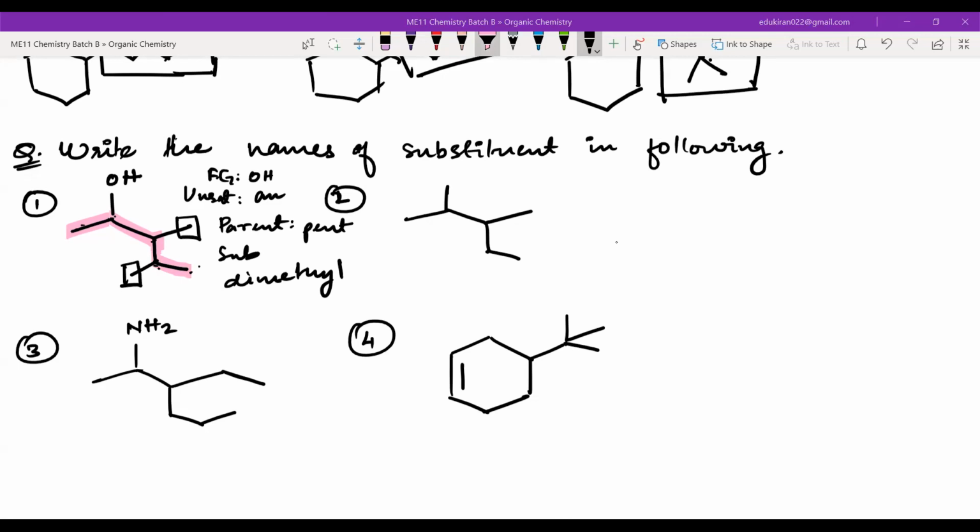In the second one again, let us start with the parent directly, because I hope you know that the functional group is E. The unsaturation will be AN, then the parent. Now the parent will be 1, 2. Now obviously I need to go down. That is why this will be 1, 2, 3, 4, 5, again pent. And the substituent will be dimethyl.